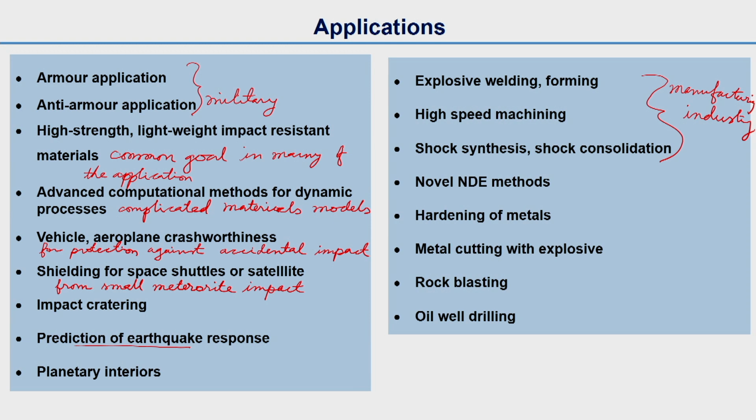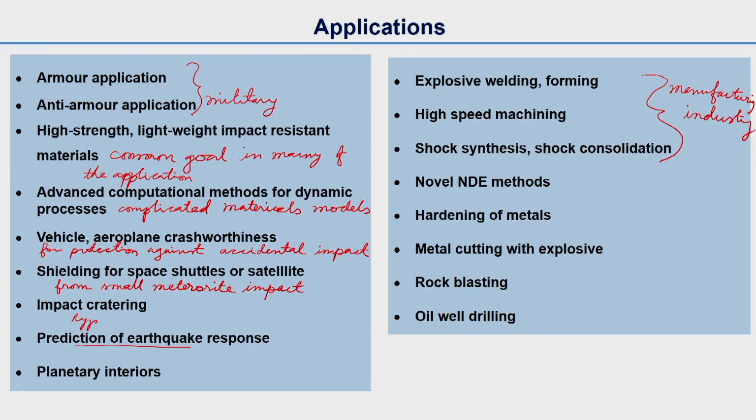Impact cratering is the depression of the surface of Earth or any other planet due to hypervelocity impact of smaller external bodies. Basically, these are the impressions made in the Earth's surface or other planet's surface.